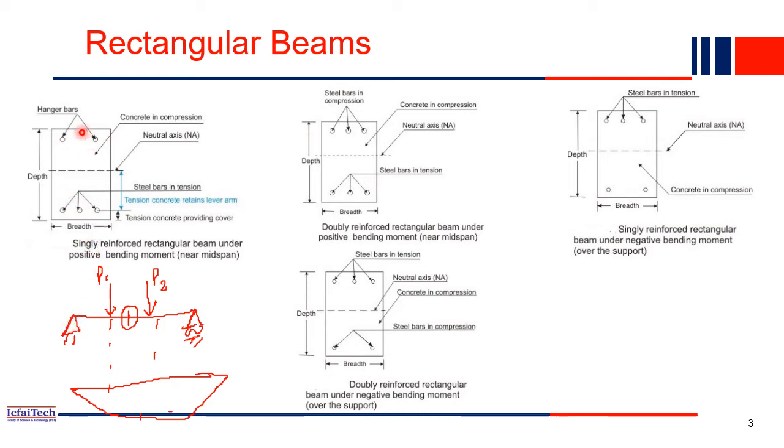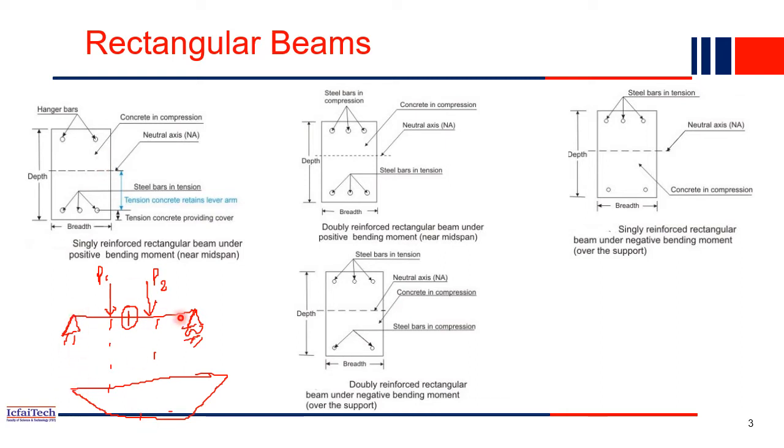So this is the section. If you cut a beam at the middle, you will get this type of section. This is a singly reinforced rectangular beam under the positive bending moment. This middle portion is the positive bending moment, whereas near the support the bending moment is negative.